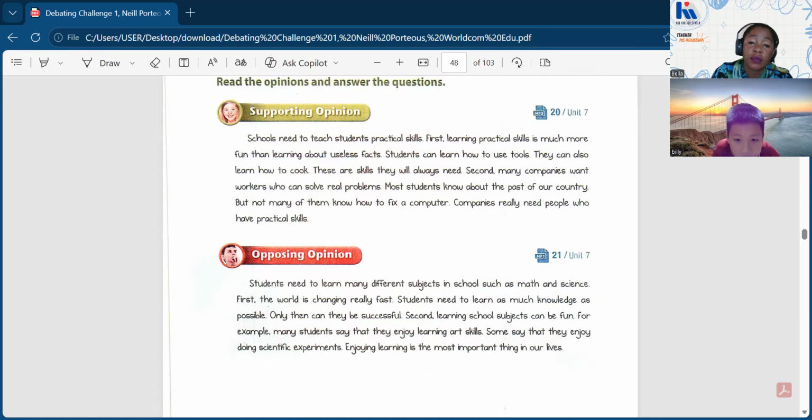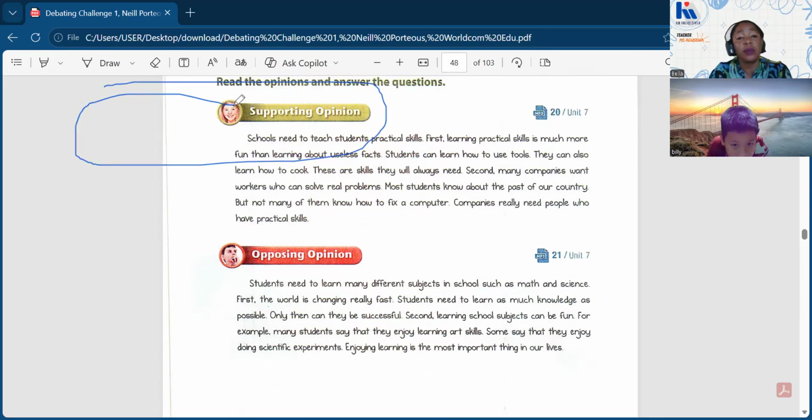Circle it. Billy, circle the main idea. Circle the main idea in the supporting and the refuting opinion, the opposing opinion. And underline the supporting ideas in the supporting and the opposing opinion. Circle it, Billy. Circle, circle. I said circle. Come on.